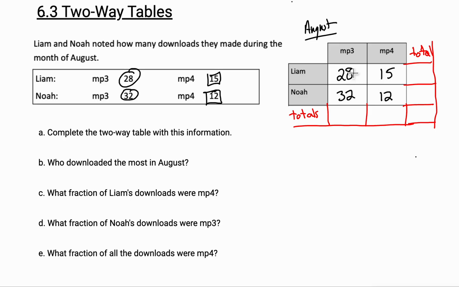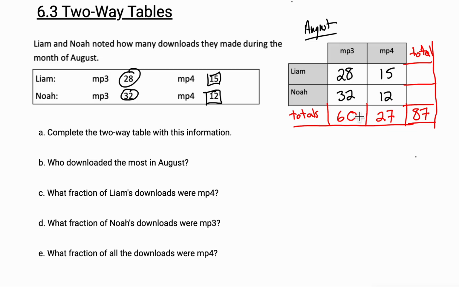So 28 plus 32, so 8 plus 2 is 10, regroup, is 50, 60. Then we've got 7 and 27. Now what we can do is total that up. So the total number of downloads will be in this box down here. So that'll be 87 total downloads.